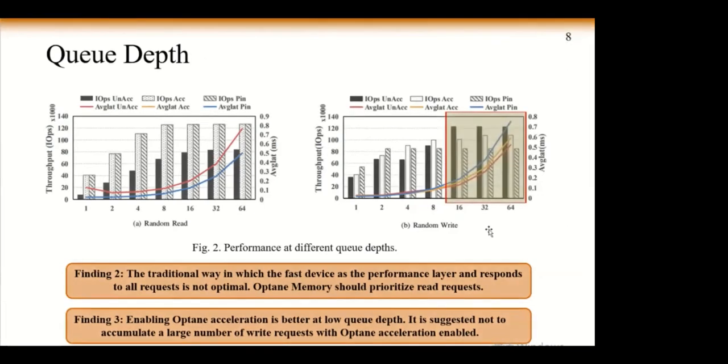Well, for read and write, as the queue depth increases, the average response time increases linearly, and the performance is better if Optane memory is not enabled. The conclusion is that enabling Optane acceleration is better at short queue depths. It suggests not to accumulate a large number of write requests with Optane acceleration enabled.